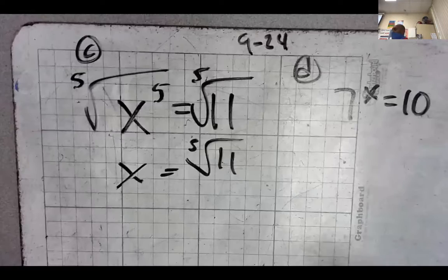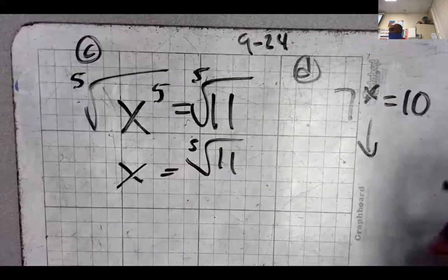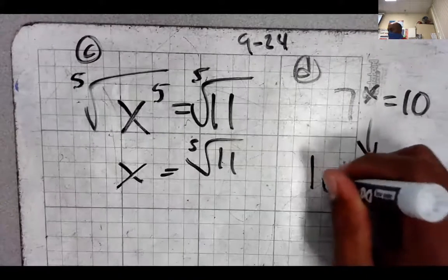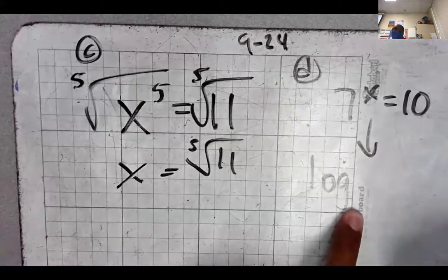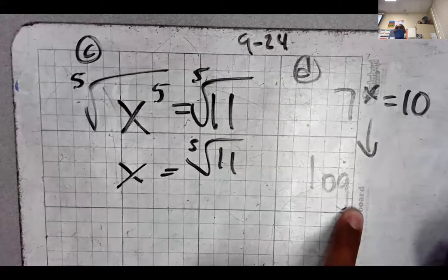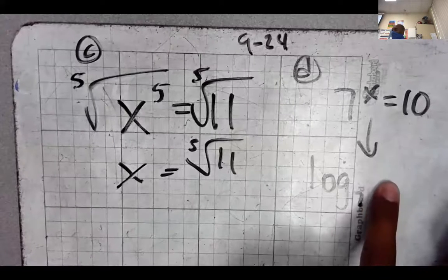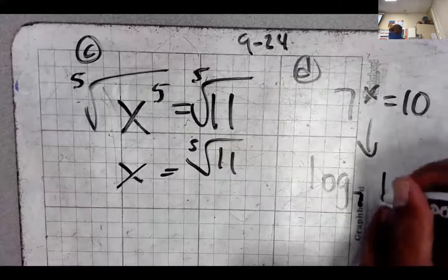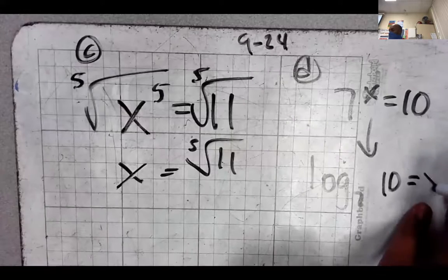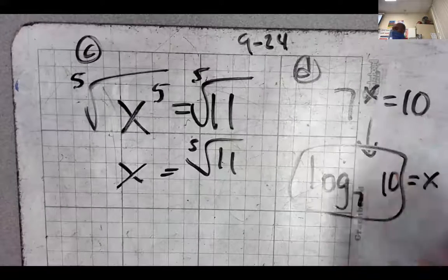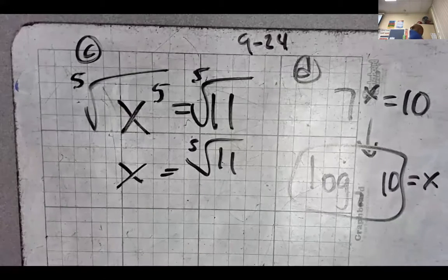Yeah, change the form. So let's go to log form now. So this would be log, what would be the base here? 7. What's the a value? 10, and then equals x. There's my answer. Log base 7 of 10. Now, if the problem ever asks you to round to the nearest 10th or 1,000th or whatever, do that. But if it doesn't, just write that. You can just leave it like that.